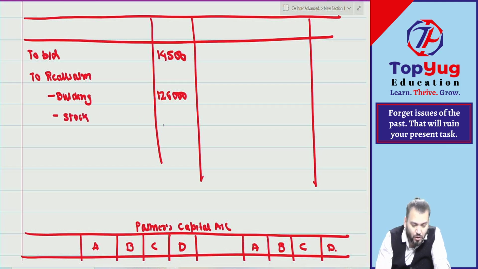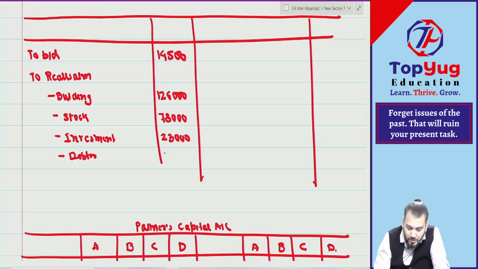Chalega na? To stock how much? 78,000. To investment how much? 20,3,000. Then debtor how much? 33,176 by realization.